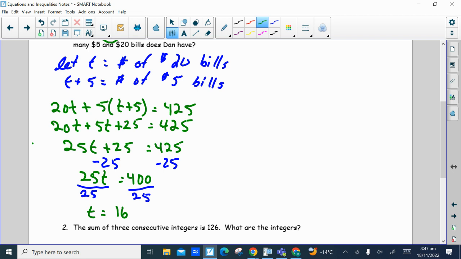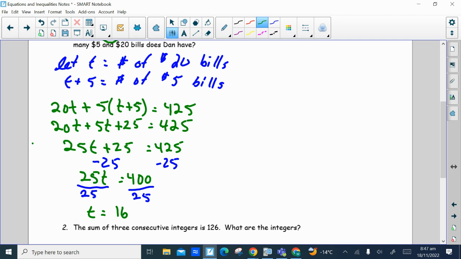So what did we just find, Courtney? How many, what kind of bills? Because there's two different types here. $20 bills, that's right. T is 16, and T represents the number of $20 bills.